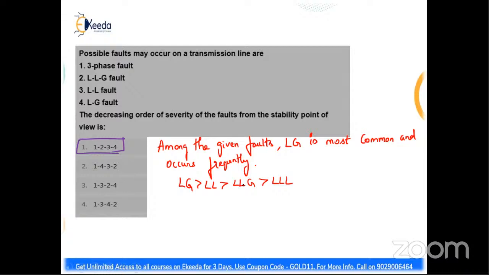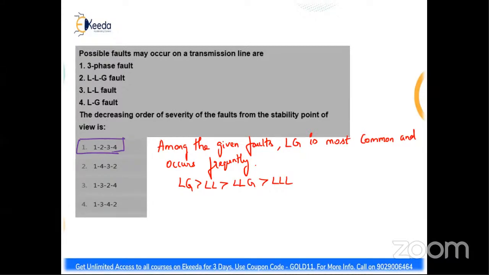So among the given faults, there are four faults. The most common fault is line to ground fault. So in the decreasing order of occurrence, three-phase fault appears very rarely, and next comes LLG fault, then LL fault. Line to ground fault is a very commonly occurring fault. That's why they have given it here. Line to ground fault is more than line to line, line to line fault is more than double line to ground fault, and double line to ground fault is more than the triple line. Okay.